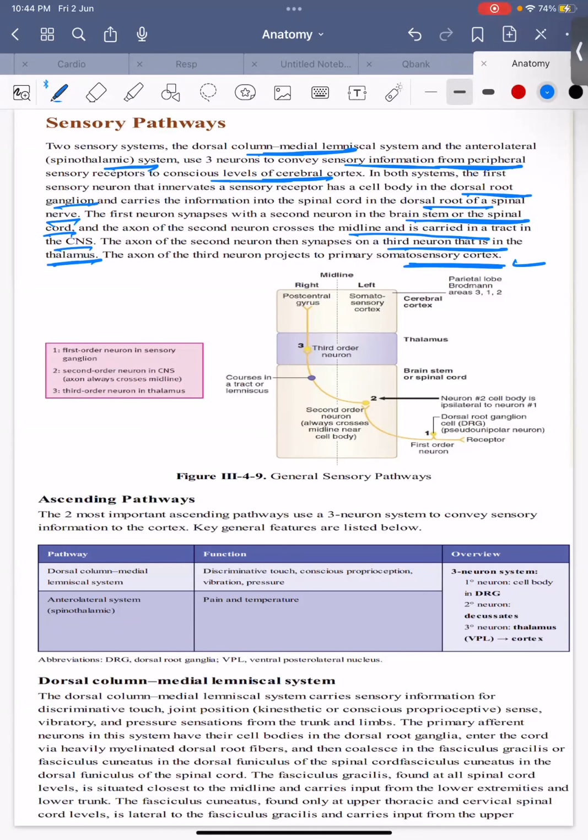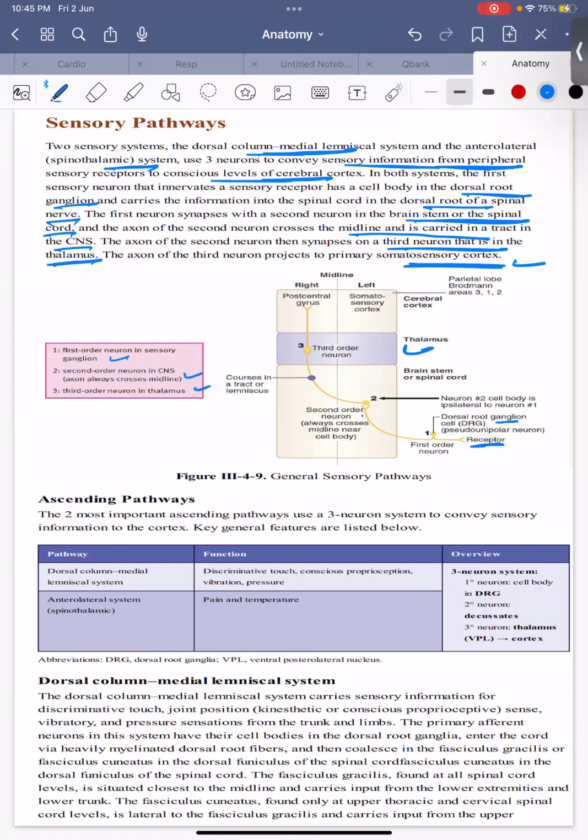So I told you there are three neurons: neuron 1, 2, 3. This is the first neuron, which is bringing these sensations from the peripheral receptors, and its cell bodies are located in the dorsal root ganglia. Then it will interact with the second order neuron, which is usually in the spinal cord or at the level of the brainstem. Then these will cross to the contralateral side, and they will go to the third neuron, which is present in the thalamus. And then the axon of the third neuron will go and interact with the primary somatosensory cortex, which is in the postcentral gyrus. So we have the first order neuron in the sensory ganglia, the second order in the CNS, and the third order in the thalamus.